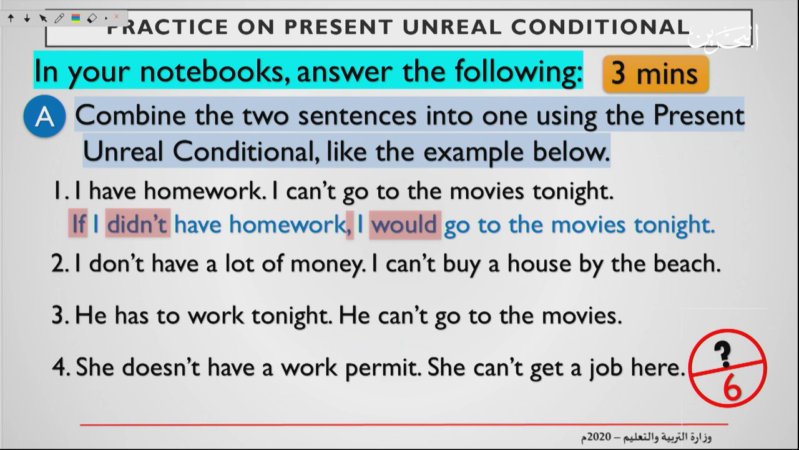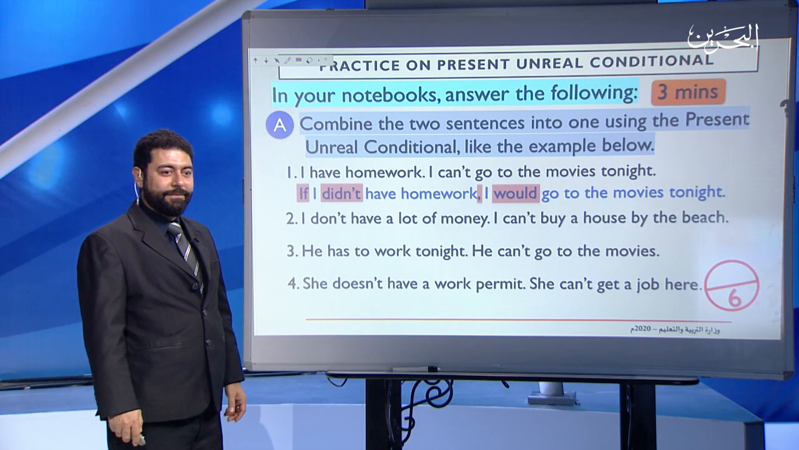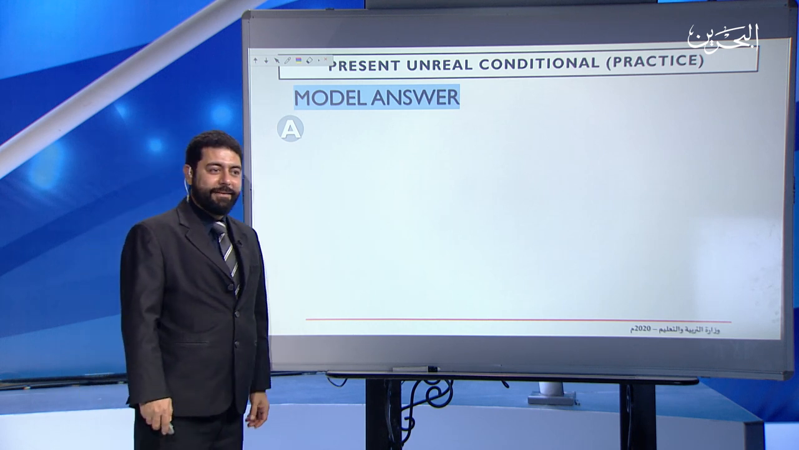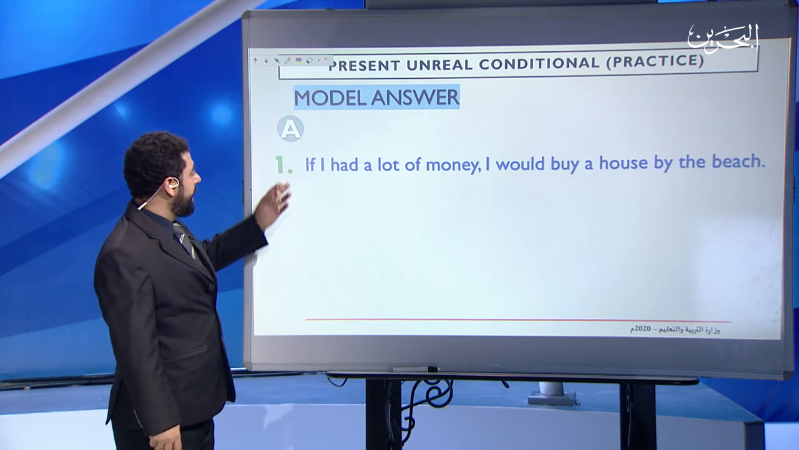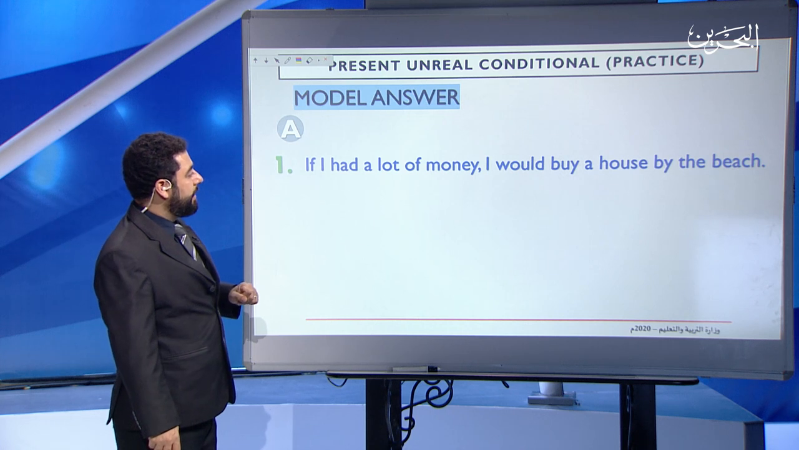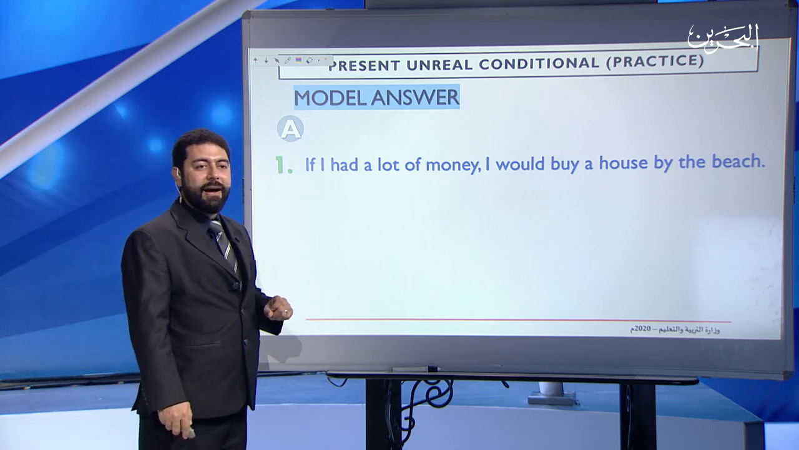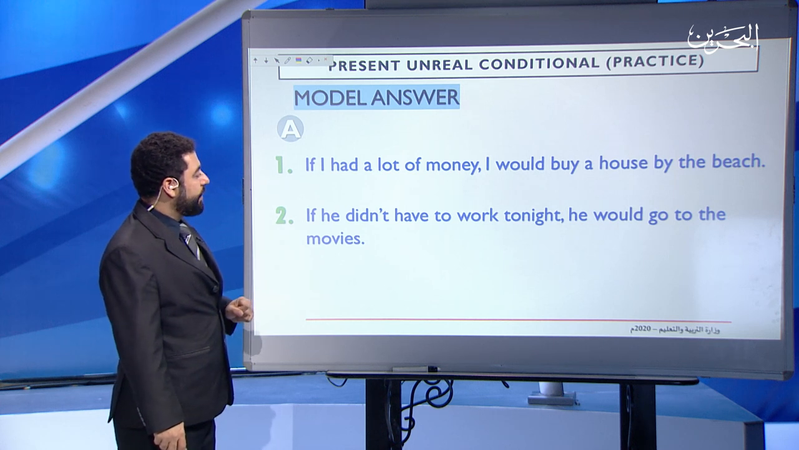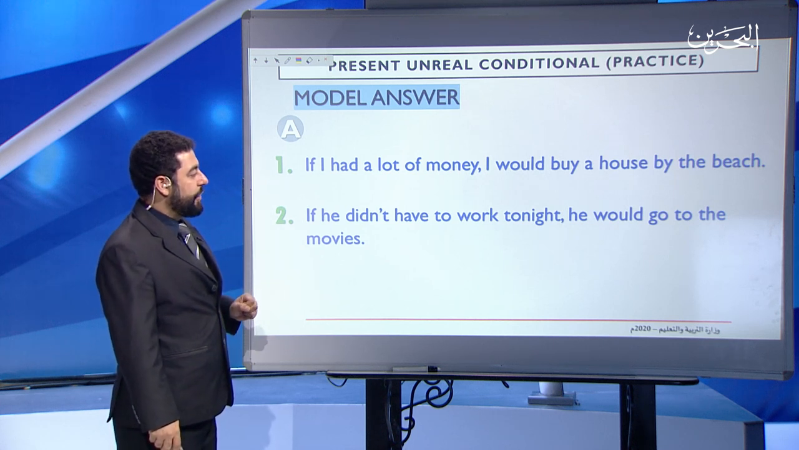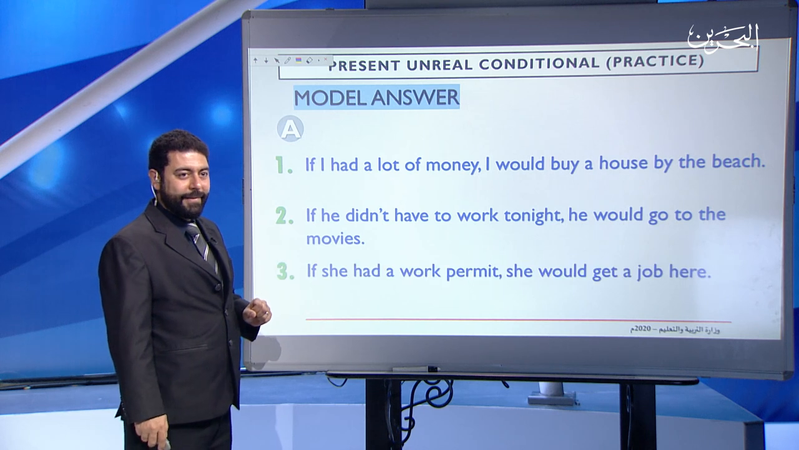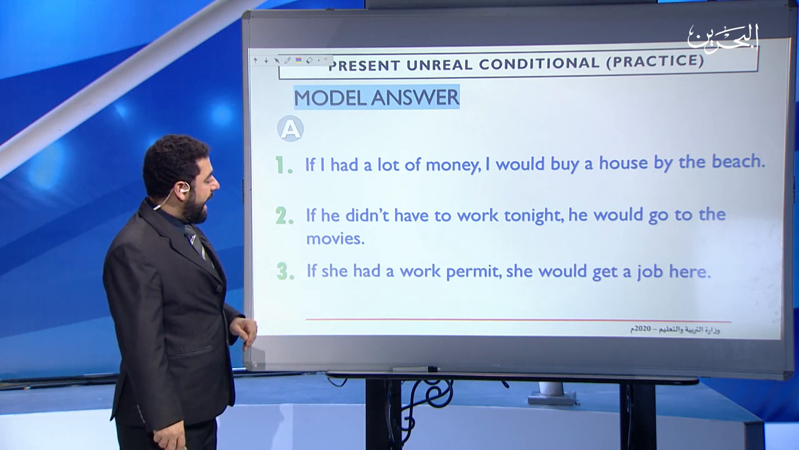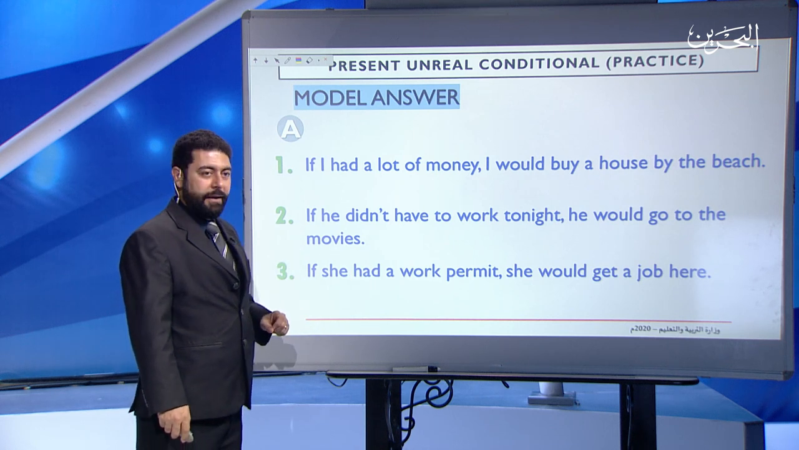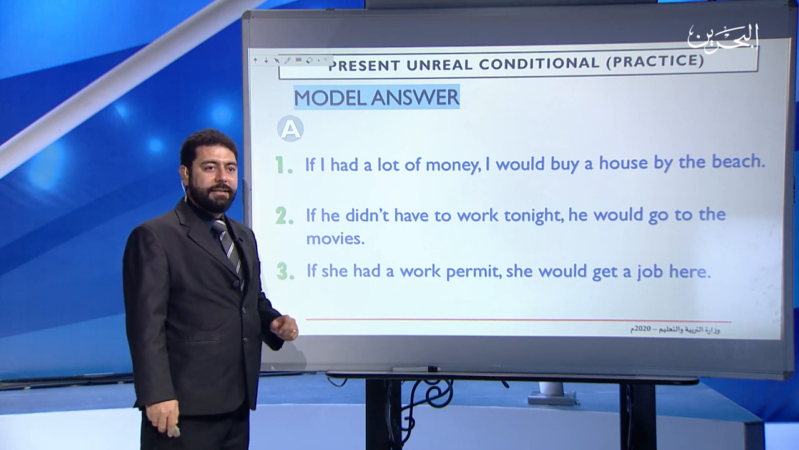All right, now let's check the model answer. So, the model answer for question A, number one. If I had a lot of money, comma, I would buy a house by the beach. The second one. If he didn't have to work tonight, comma, he would go to the movies. Third one. If she had a work permit, comma, she would get a job here. Now correct yourself out of six and let's carry on.